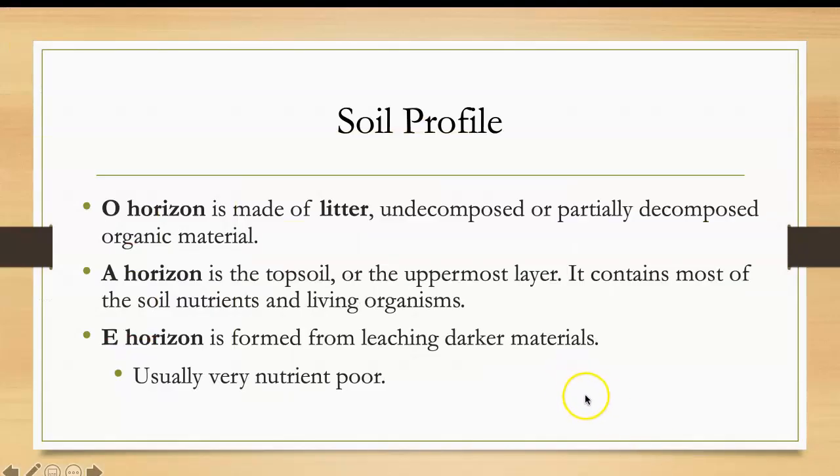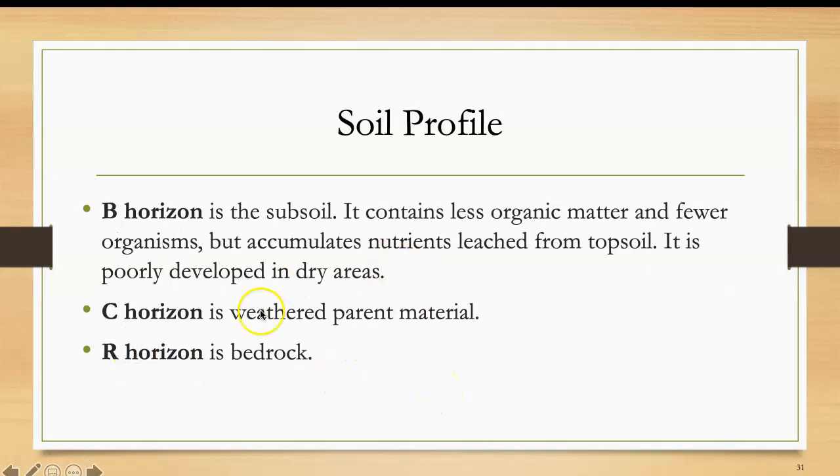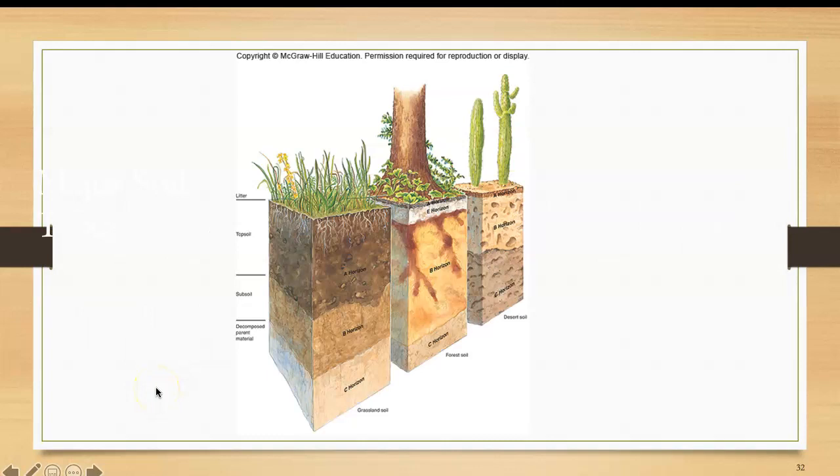And these are the slides for you to review, to summarize what I just taught you. What is the O horizon, the E horizon? I do not expect you to understand E, but if you're interested, you can take a look. B is subsoil, C is weathered rock. I do not expect you to remember R, but it's good to understand that.